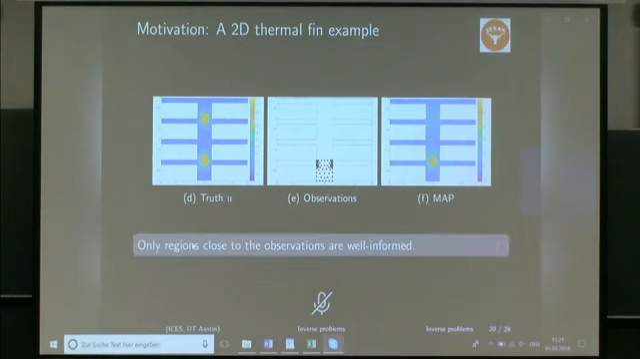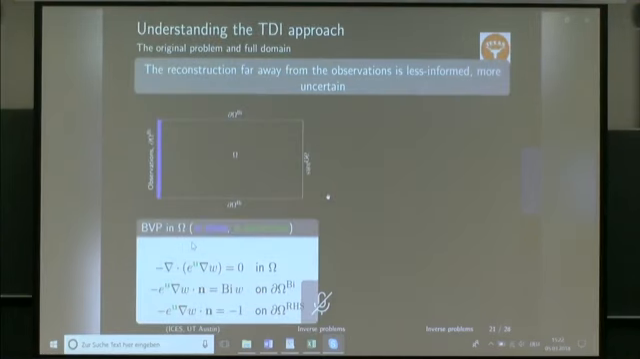So the question is: if only regions close to the observation are well informed by the data, why should we invert for the regions that are far away, where the results have a lot of uncertainty or errors? For example, in this case, we have a huge uncertainty in the upper half of the thermal fin. So using that observation, we're going to take a truncated domain inverse problem approach.